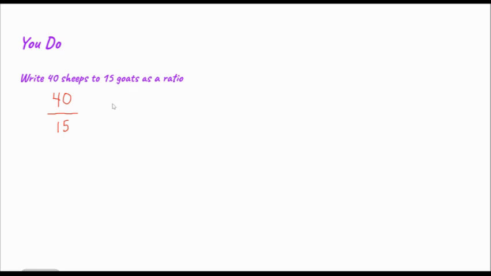Now, if we did want to simplify it, let's actually go ahead and talk about that really quickly. We would divide, each of these are divisible by 5. So we have 40 divided by 5 is 8, and 15 divided by 5 is 3. What you're doing is you're kind of changing the description. So instead of a 40 sheep to 15 goat ratio, you have an 8 sheep to 3 goat ratio. So typically with ratios, I do not simplify. I keep them as is because they give us all the information that we need for the problem.